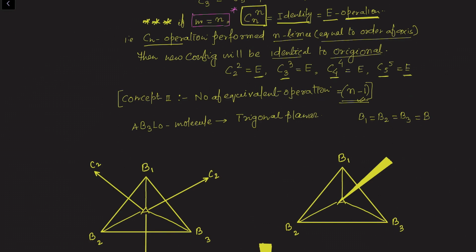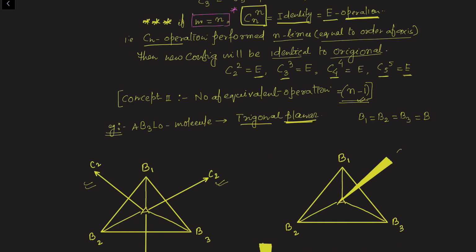Let's check the example of an AB3L0 type of molecule. This molecule has trigonal planar geometry. The structure of this molecule is this. In this molecule, two different types of proper axes of rotation are present. The first, 3 C2 axes, are visible, so I mark them with these lines. This is one C2 axis, this is the second, this is the third, and since this molecule is planar, all the C2 axes are present in the plane of the molecule.